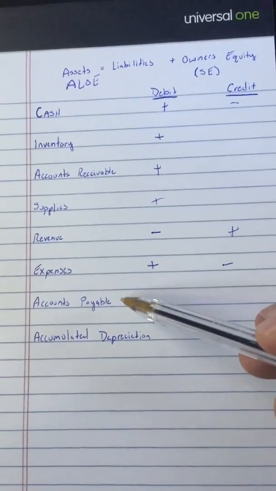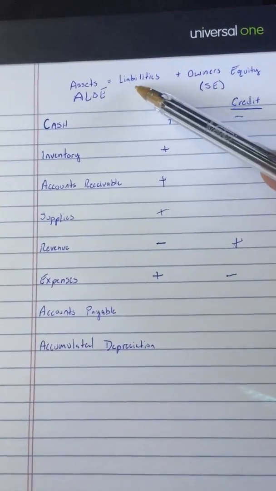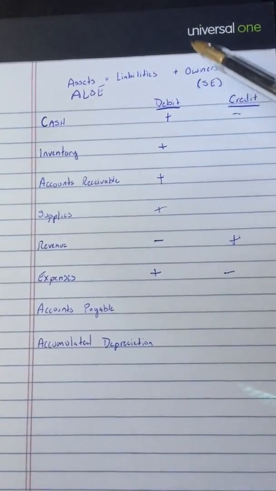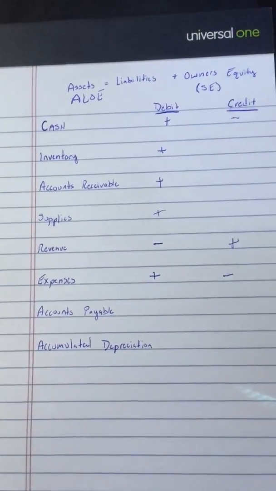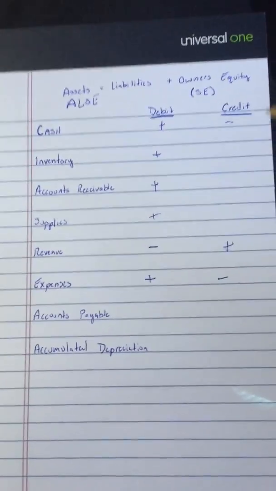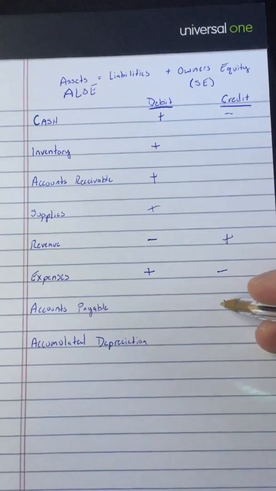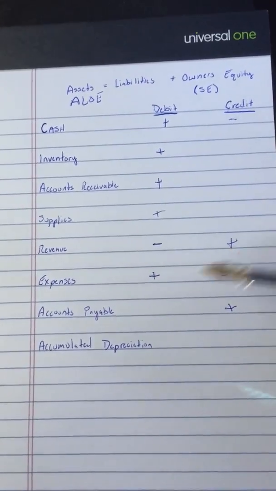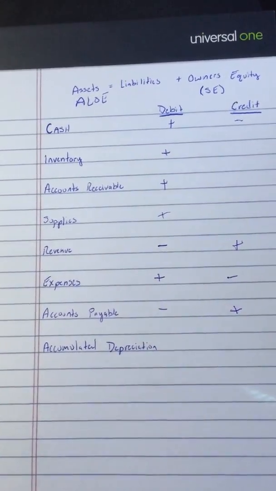Accounts payable. Now that is a liability. It's something that we owe somebody, so it's money that we are going to soon send out the door. So that increases with a credit and decreases with a debit.